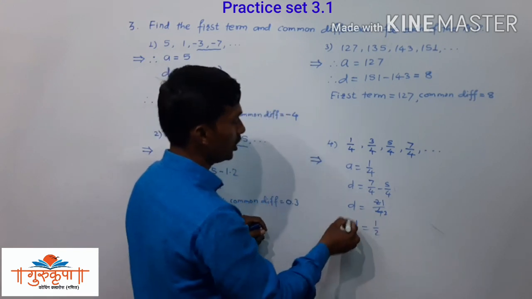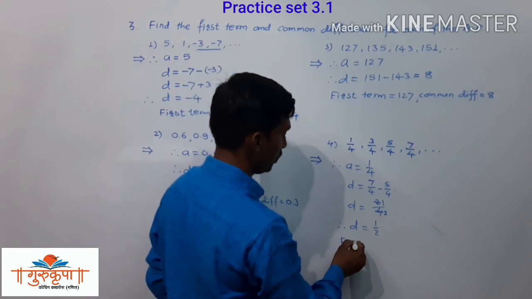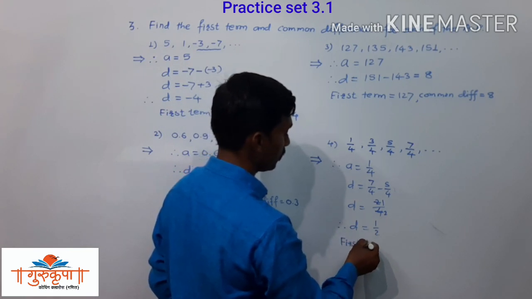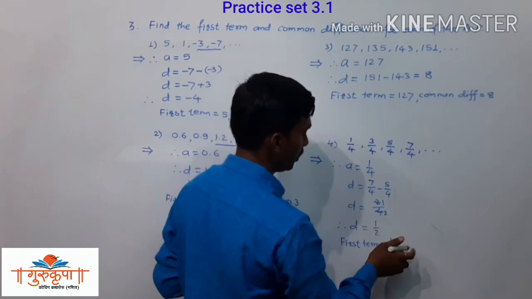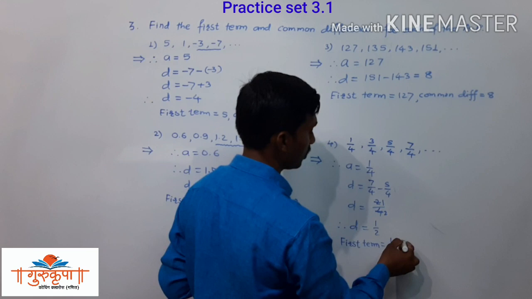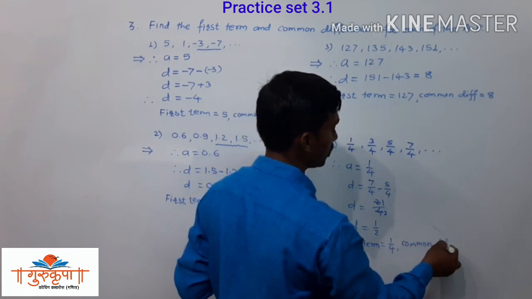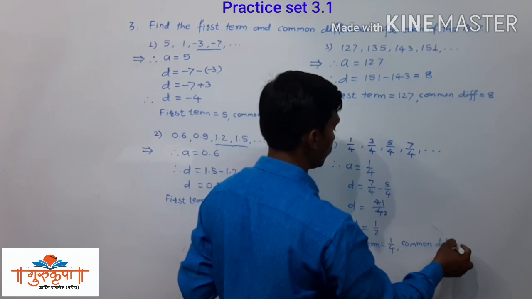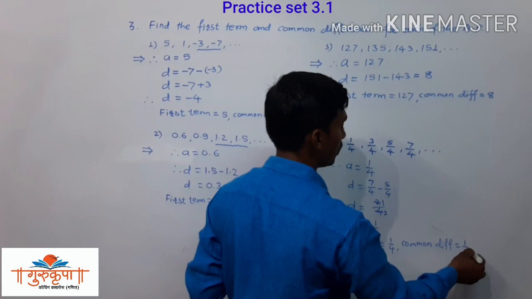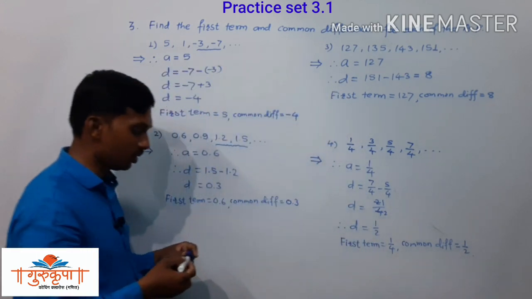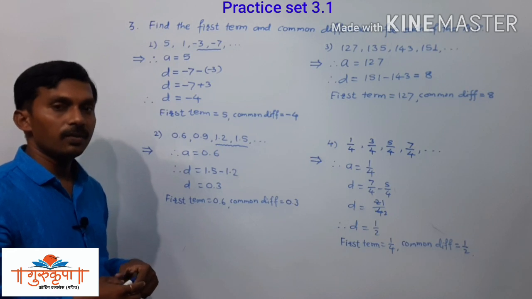So here we can write the answer in words, that is first term is equal to 1 by 4 and the common difference is equal to half, that is 1 by 2. So this is all about the practice set 3.1.